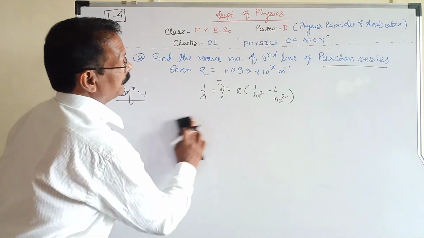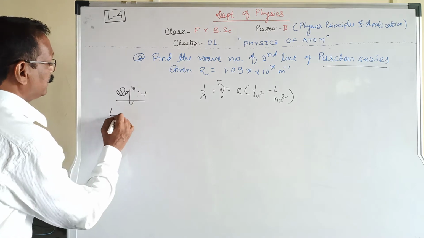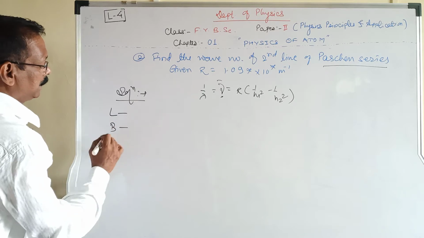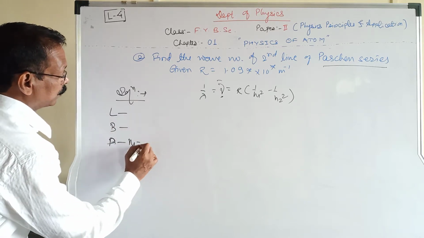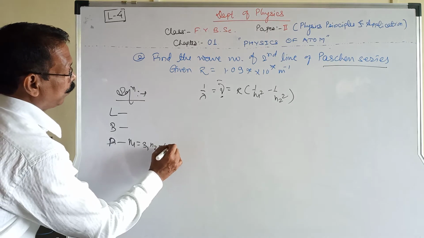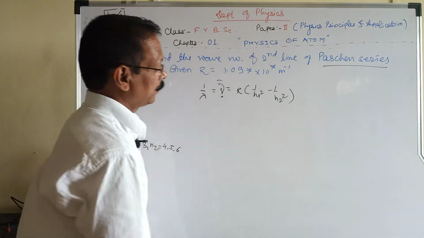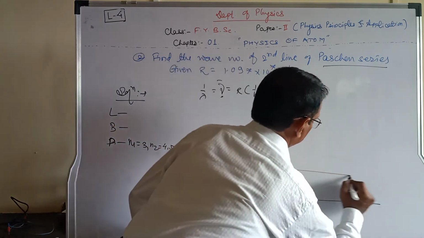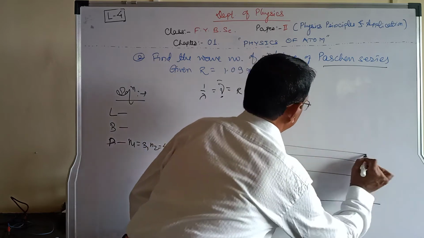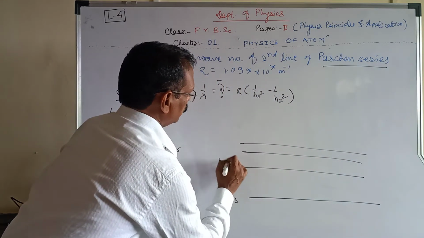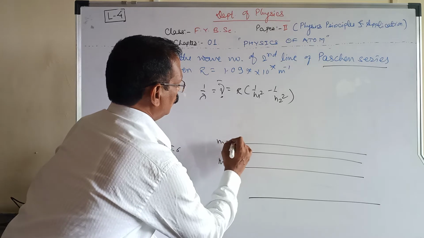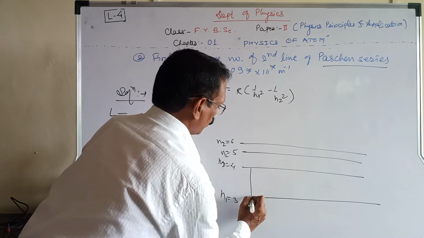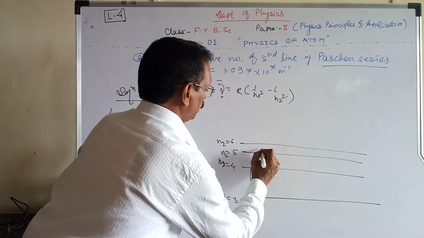And then what are the series we know here? Lyman series, Balmer series, Paschen series, and so on. So here in this case it is the third series. In this case n1 is equal to 3 and n2 is equal to 4, 5, 6 and so on. So n2 is equal to 4, n2 is equal to 5, n2 is equal to 6 here. So the electron jumps from 4 to 3, 5 to 3, 6 to 3 here.